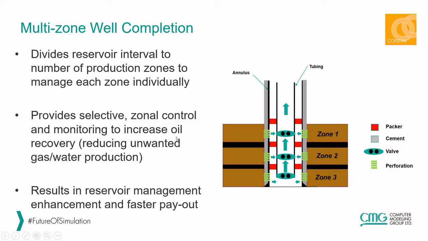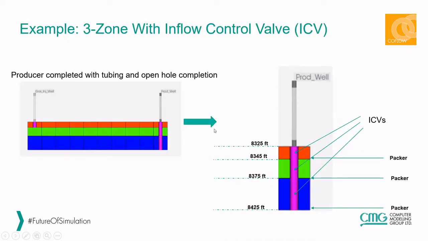A multi-zone well completion divides the reservoir interval into a number of production zones in order to manage each zone individually. Such a completion will provide a selective zonal control and monitoring approach to increase the oil production by reducing the unwanted fluid production from the well. This completion will ultimately result in reservoir management enhancement and faster payouts.